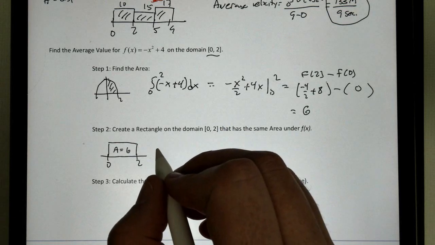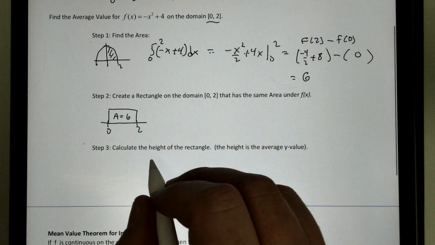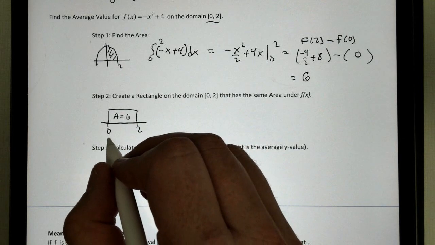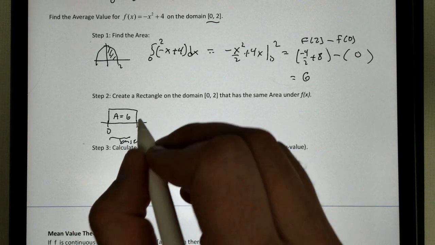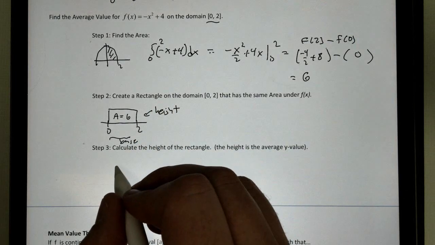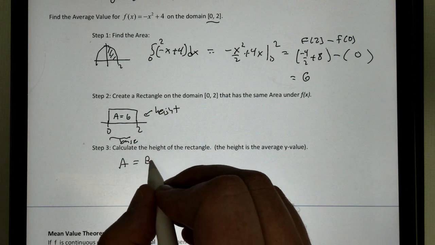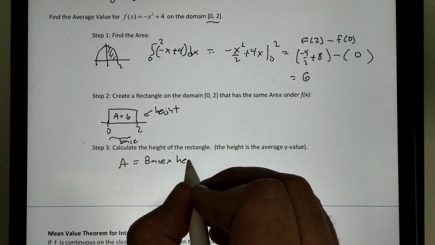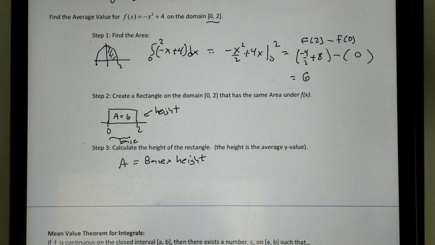What we want to do is find the height of that rectangle. Well, if this is my base, this is my height, I know to get the area, it's just base times height. Later on, we are going to call this theorem right here the mean value theorem of integrals. We saw about MVT earlier this year.